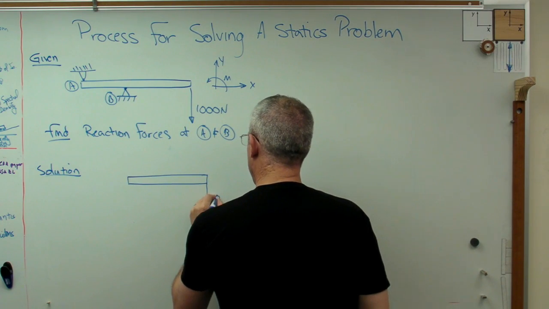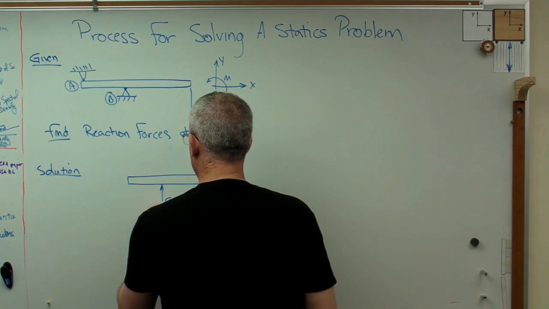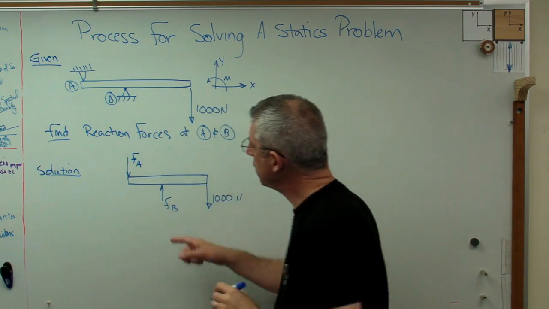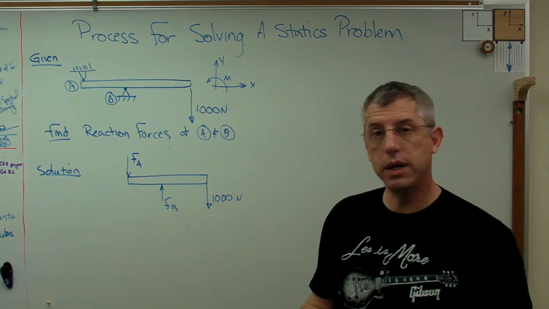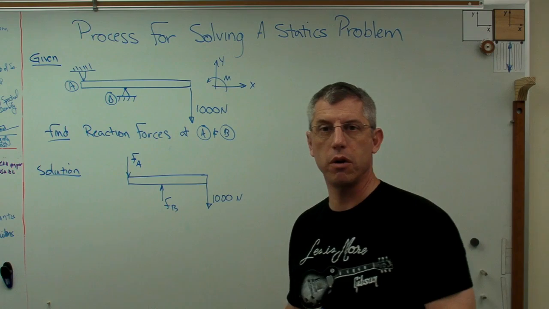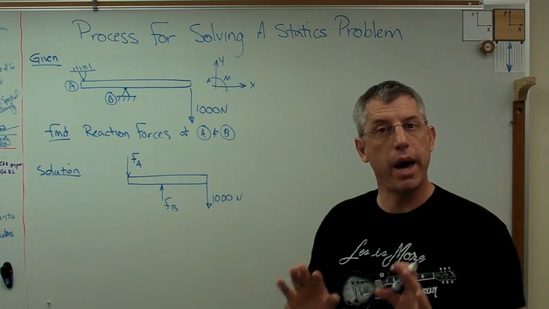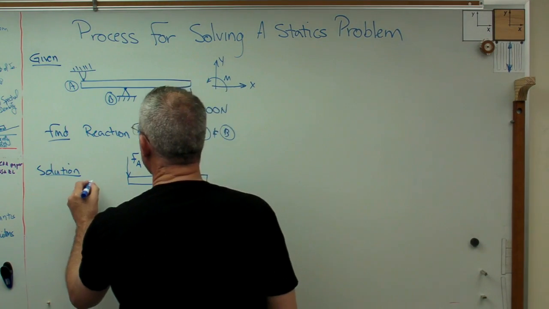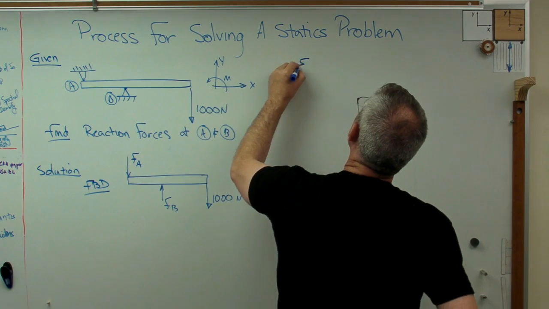I've got 1,000 newtons there. I've got a force at B and a force at A. Now, this is simple enough. I think I guessed the right directions for those forces. What if I didn't? What if I guessed the wrong directions? Well, all that's going to happen is a negative sign will show up in the answer, and that's fine. That just tells me I've got the arrow pointed the wrong way. So the math will take care of you. Do what the math says, you're going to be fine. So there's my free body diagram. Next thing to do is write out equations of equilibrium.